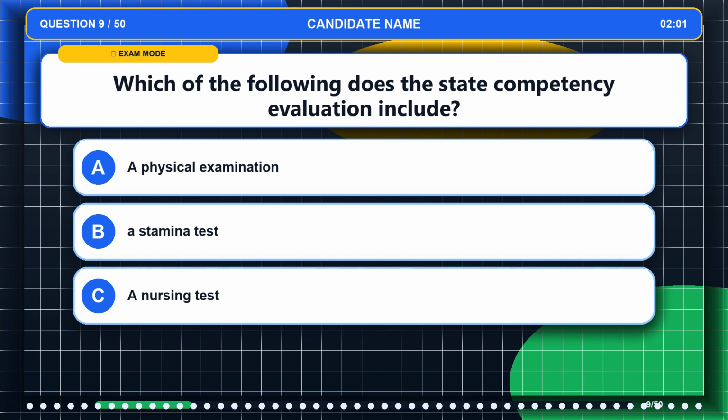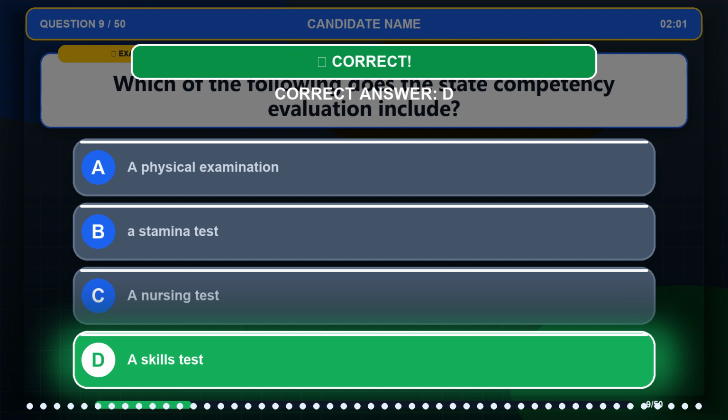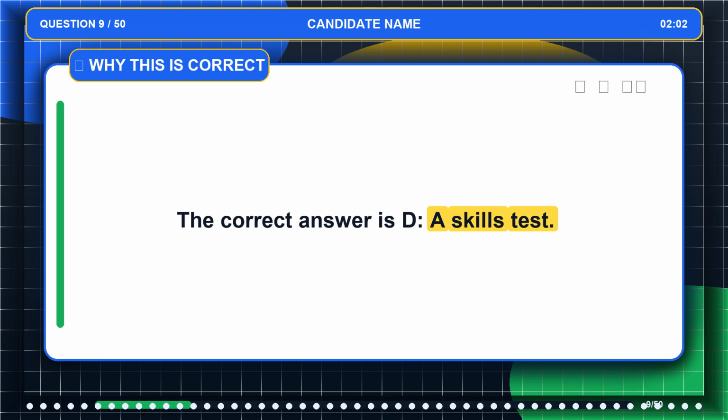Question 9. Which of the following does the state competency evaluation include? Option A, a physical examination. Option B, a stamina test. Option C, a nursing test. Option D, a skills test. The correct answer is option D, a skills test.